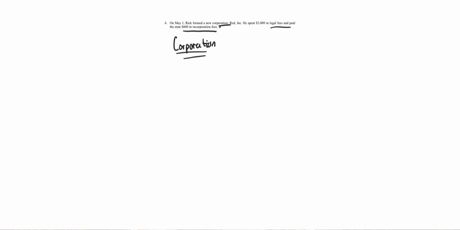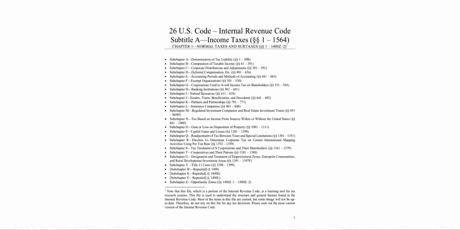So let's go ahead and look through the table of contents. And we're also going to note areas of the code that deal specifically with corporations. All right, so let's look here. We've got subchapter C, corporate distributions and adjustments. We also have subchapter S, dealing with S corporations. Now, we don't know if it's an S corporation, but still. Now, remember also that subchapter B applies to all taxpayers, and there are some special rules that deal with corporations there. So let's go ahead and look at those things.